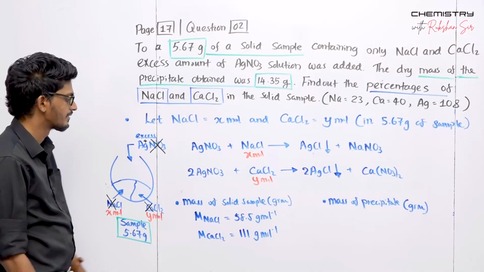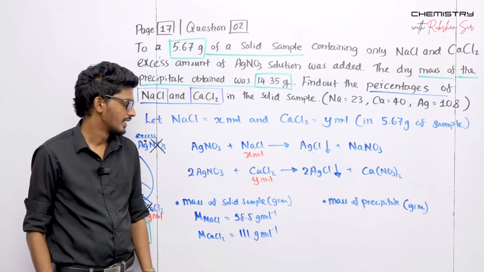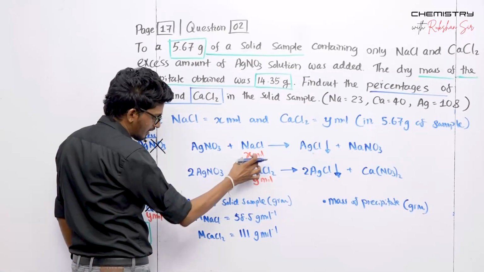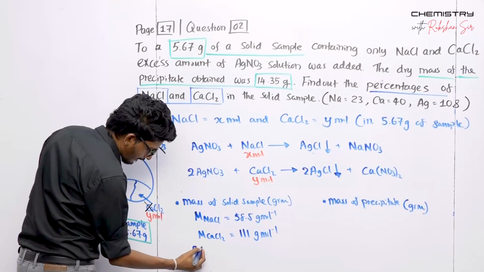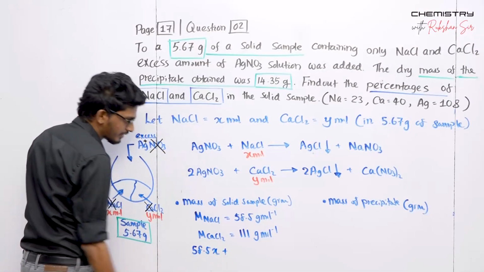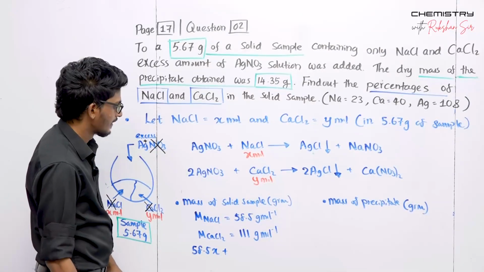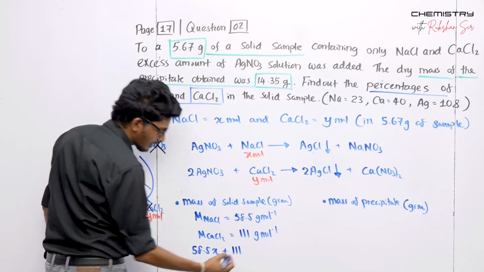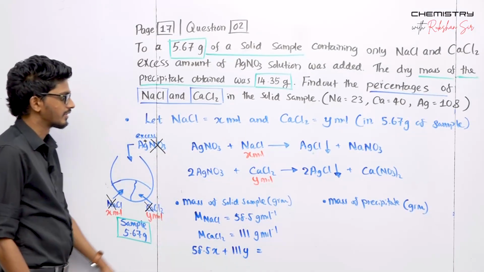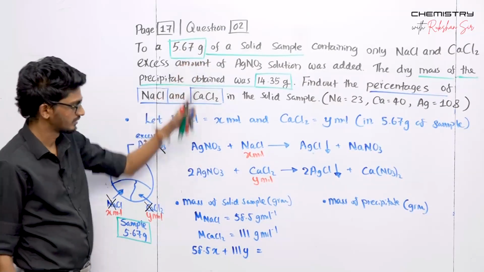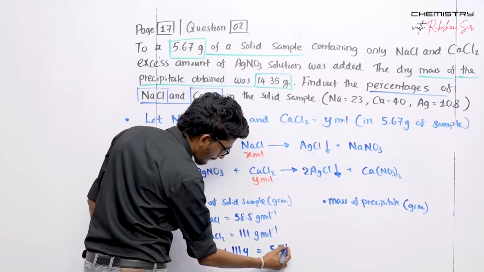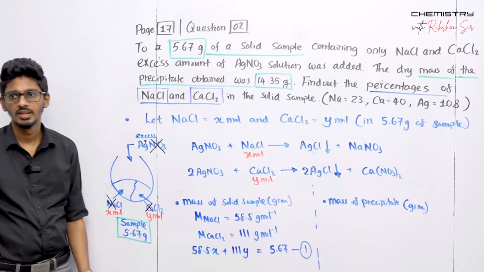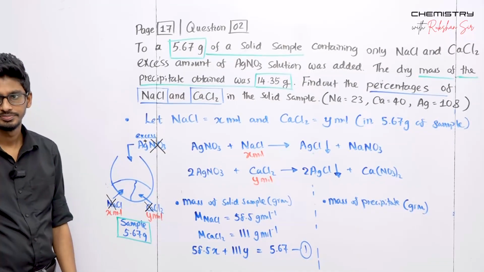With these, we can come up with the masses. The mass of sample is the mass of NaCl plus the mass of calcium chloride. Mass of NaCl is the number of moles times its molar weight, so 58.5x, plus the mass of calcium chloride, its molar weight times its number of moles, 111y, is equal to the data point, the mass of sample, 5.67. That is equation number 1.